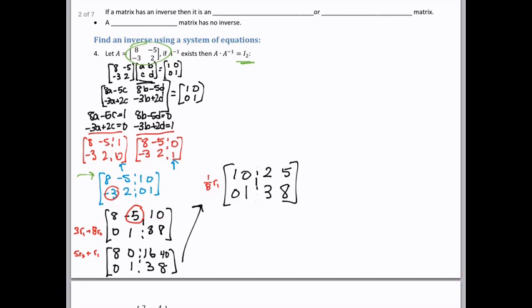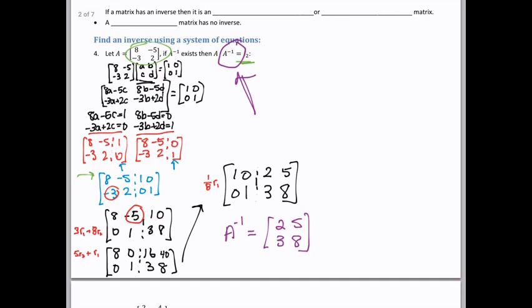And remember what we were looking for. We were looking for the inverse of the original given matrix, A inverse. So I am left with, at the end, A inverse equals 2, 5, 3, 8. Alright, and we're set.